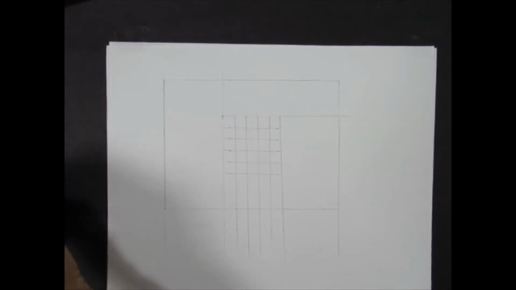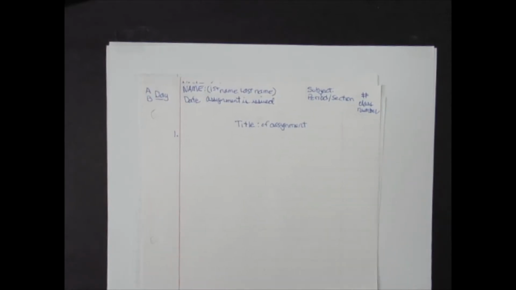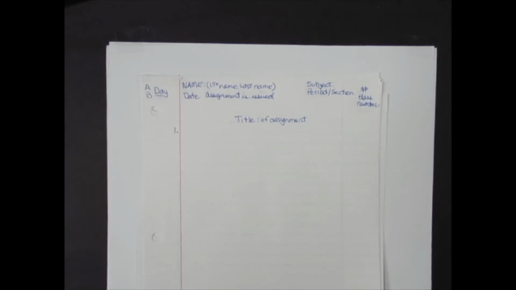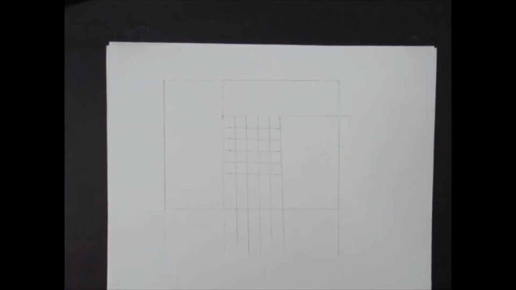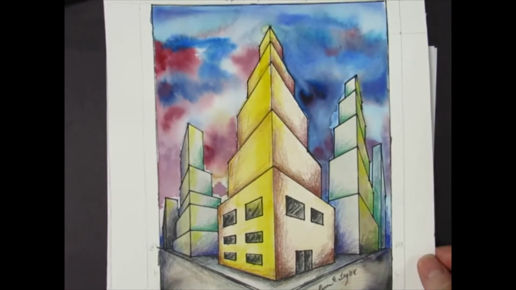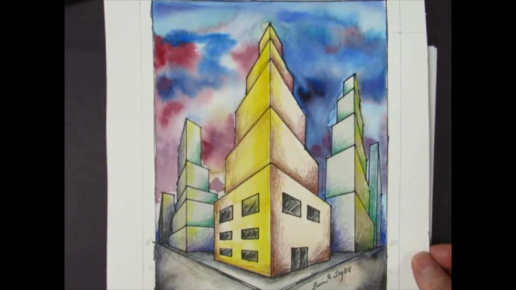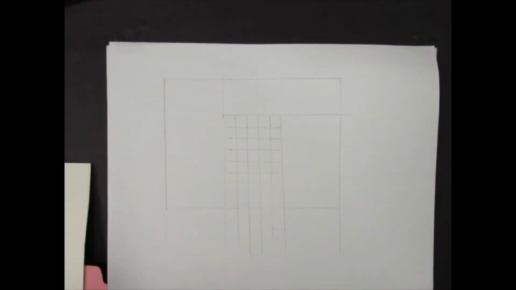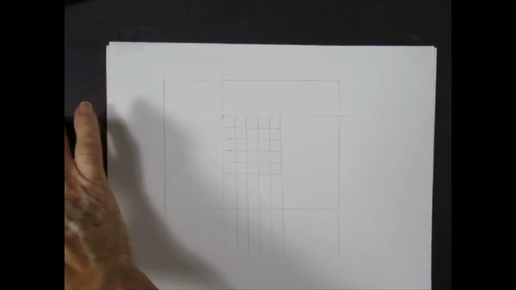I did a lesson on how to label assignments for those of us in the teaching field like I used to be, that will help you in having better lessons and keeping track of your grades and students and so on. Then I did a three-point perspective. This is a three-point perspective using watercolors. And my last one that I just finished doing was a watercolor.